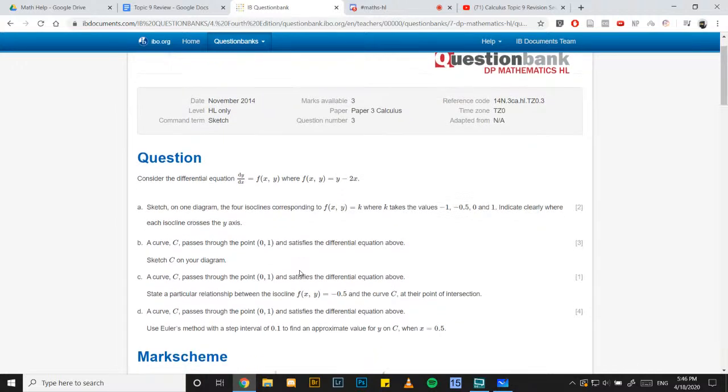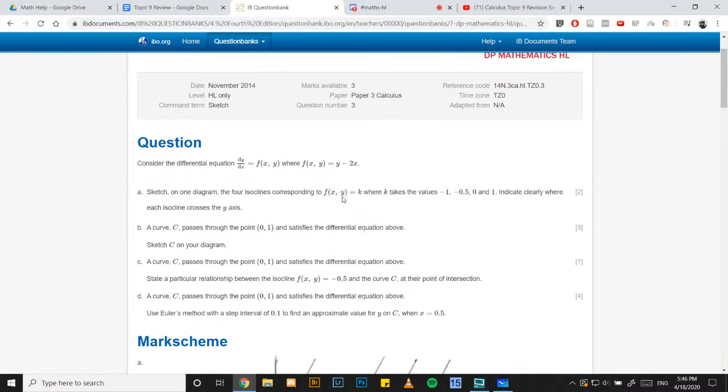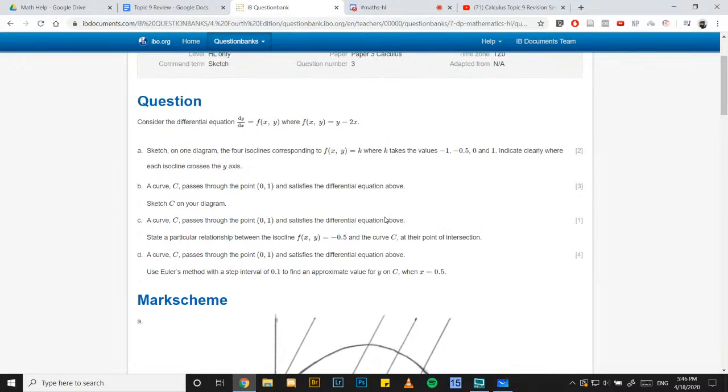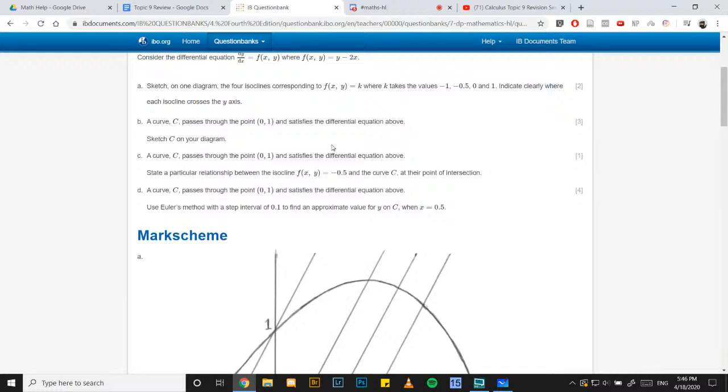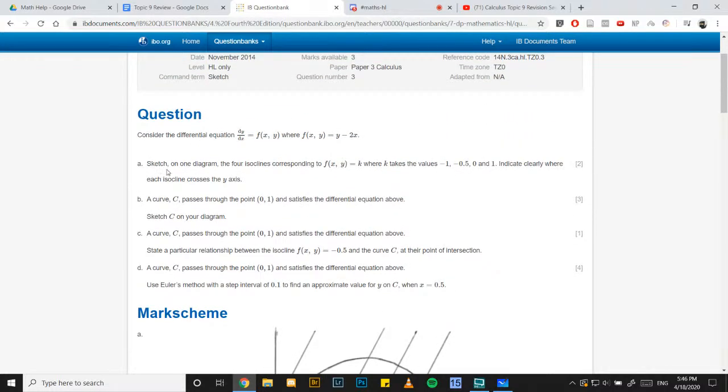I'm not going to ask you guys to do this because I don't think you'll be able to do it just straight up. But here's what it looks like. So dy/dx is equal to f(x,y), where f(x,y) is equal to y minus 2x. The first question is: sketch on one diagram the 4 isoclines corresponding to f(x,y) equal to k, where k takes the values negative 1, negative 0.5, 0, and 1. Indicate clearly where each isocline crosses the y-axis.